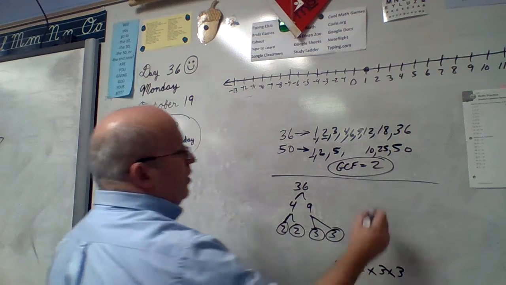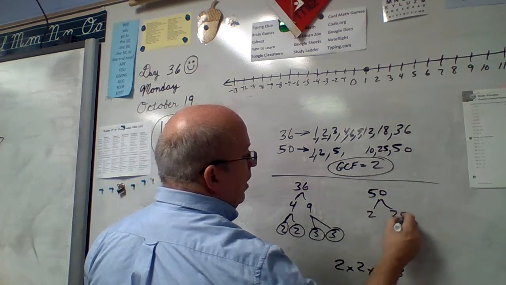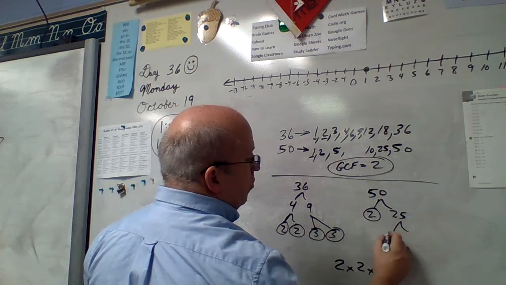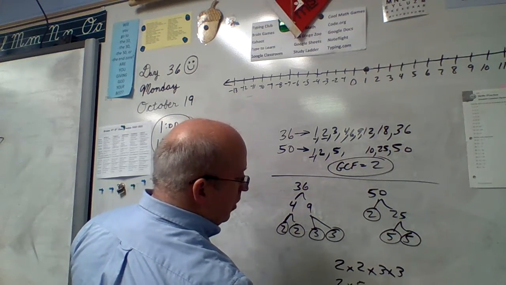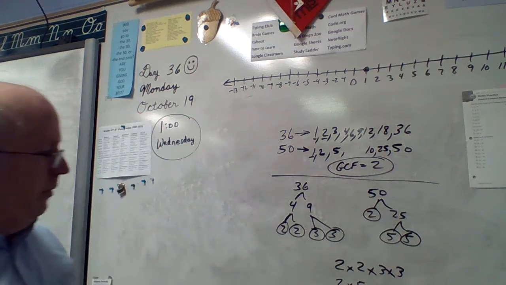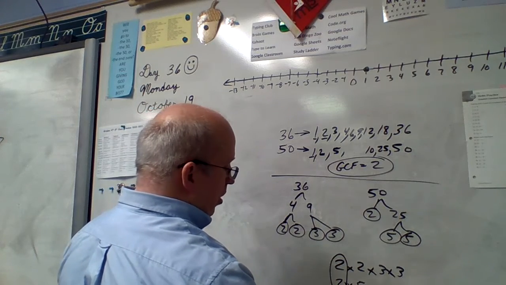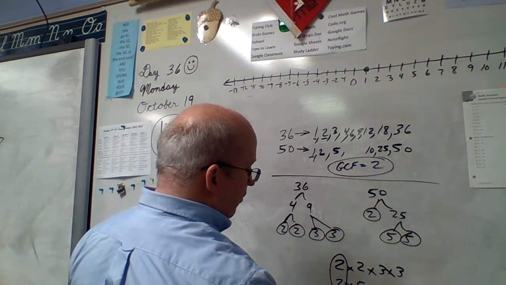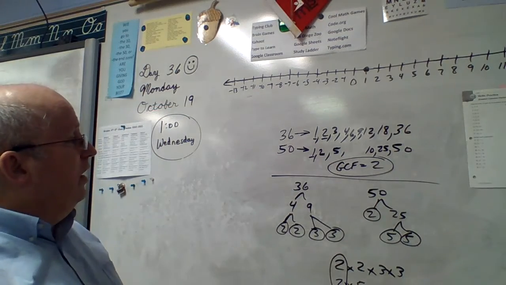What about 50? What's its prime factorization? How about 2 times 25? That's prime. Break down the 25. That's 5 times 5. So we end up with 2 and 5 and 5. What do they have in common? All they have in common is one set of 2's. So that means the greatest common factor is 2, just like we got up here as our answer.